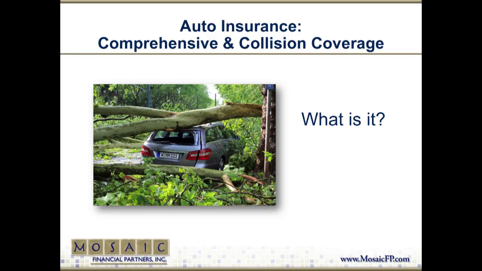Great, thanks. So the second part of a standard automobile policy is the comprehensive and collision coverage. What is that? So basically, the collision coverage is any damage to your vehicle from a collision with another object or an upset. And then the comprehensive coverage is everything that isn't covered under collision. So the comprehensive coverage will cover full glass. It will cover if you hit an animal. It also covers theft and vandalism.